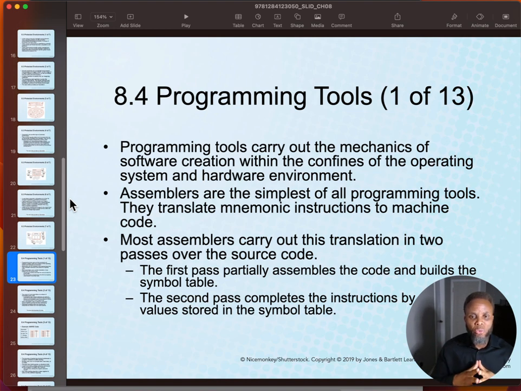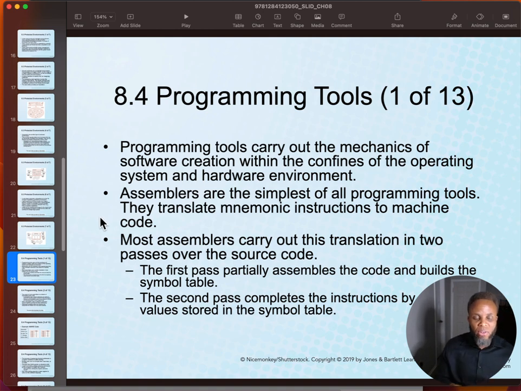Programming tools carry out the mechanics of software creation within the confines of an operating system, right? In other words, we software engineers write code using programming tools. And when we write code to execute on your machine, the code has to be compiled first. If you're writing C or C++, that code is compiled directly to assembly language and executed on a machine.